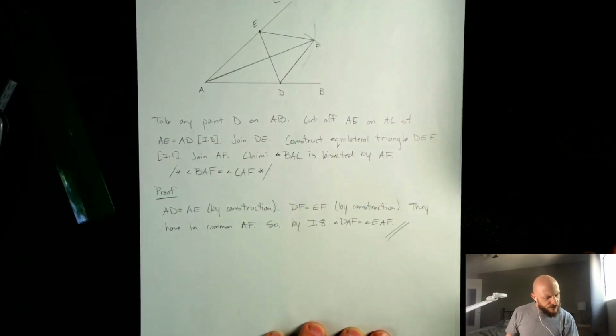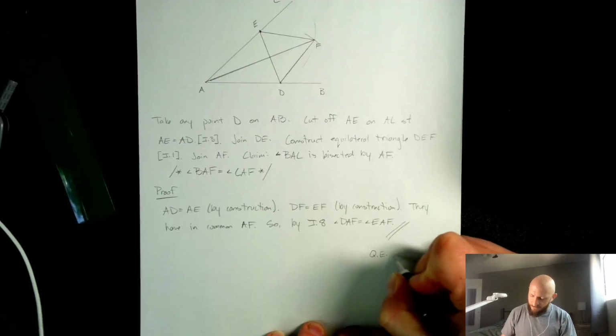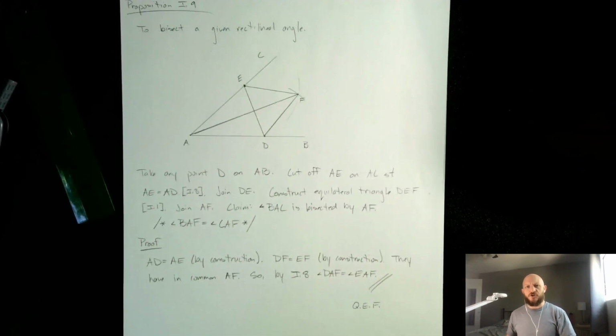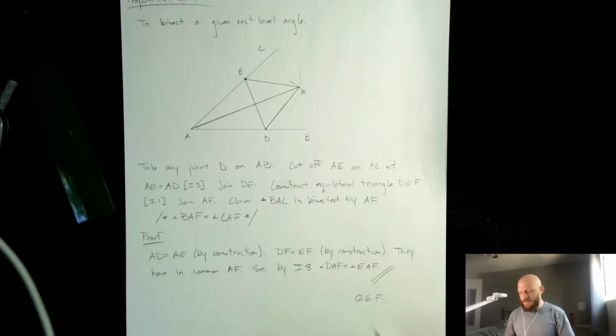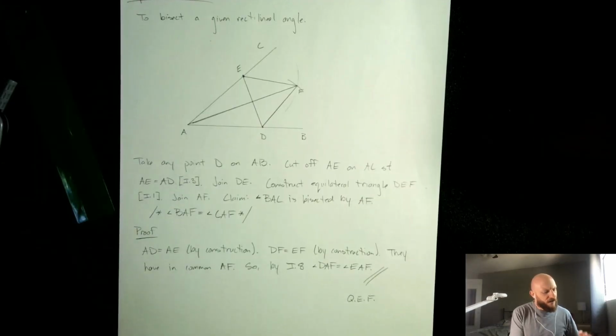Here's actually the first time, at least in my translation, that they use the acronym QEF, which basically means I constructed what I was supposed to construct. I don't know why QEF was not used on some of the earlier propositions, like proposition 1, because proposition 1 was constructing an equilateral triangle. Propositions 1 through 3, really, are all construction proofs, but for whatever reason, QEF is not used in there.